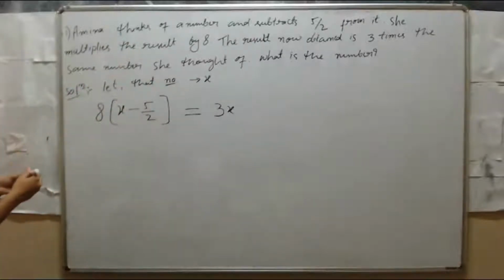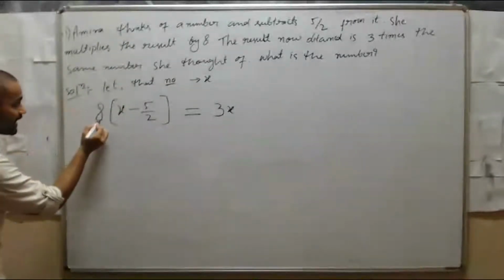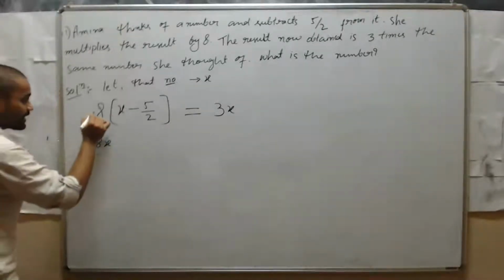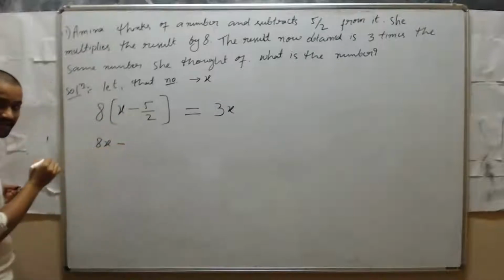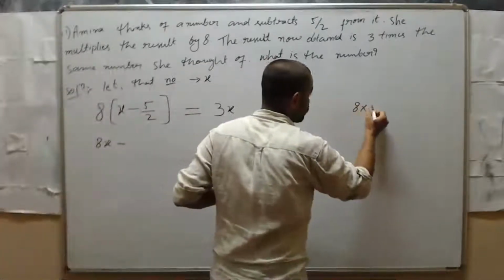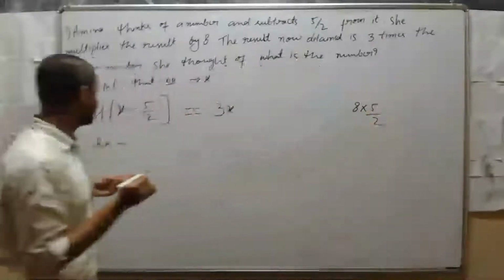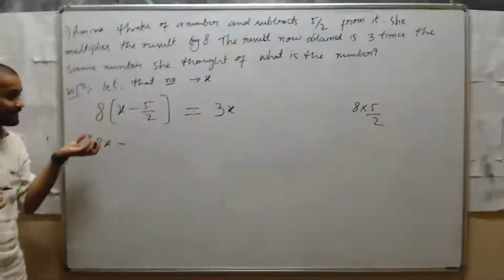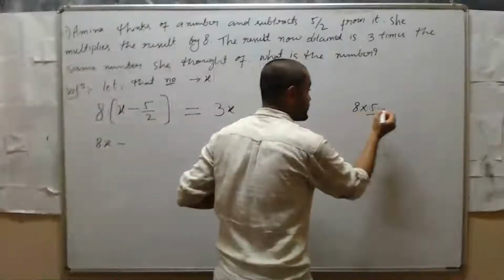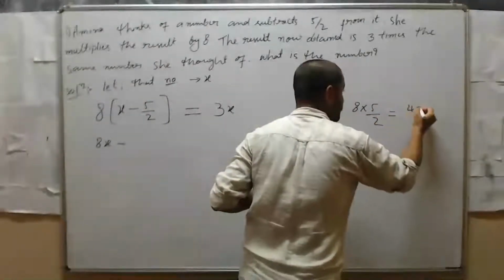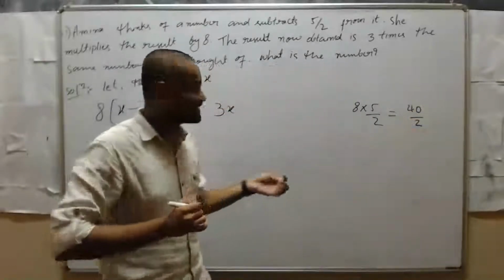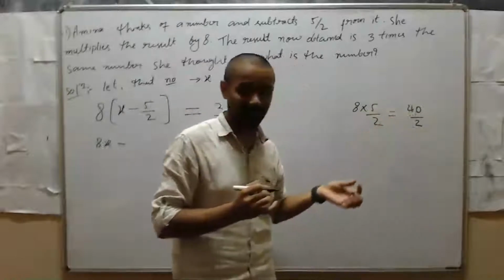Okay, let's solve this. See here, 8 into x will be 8x, plus into minus will be minus. Again, 8 into 5 by 2 is there, students. 8 into x is completed. 8 into 5 by 2: 8 5s are 40, divided by 2.